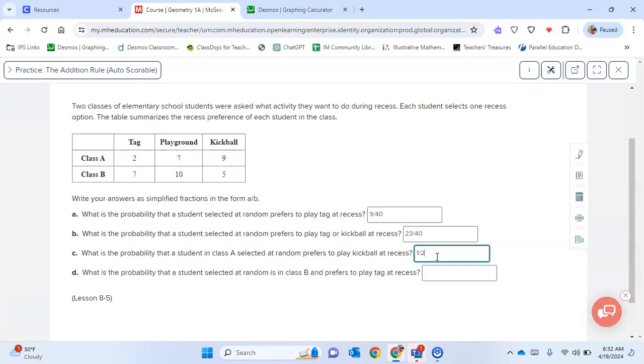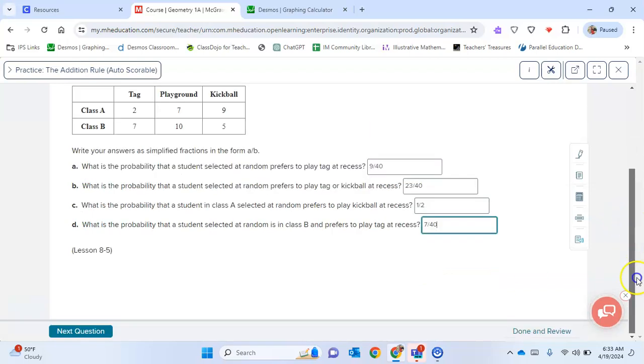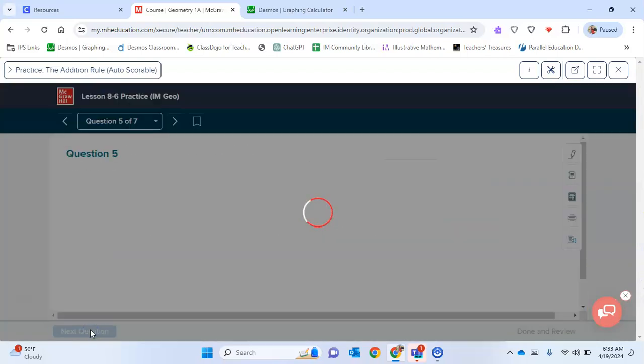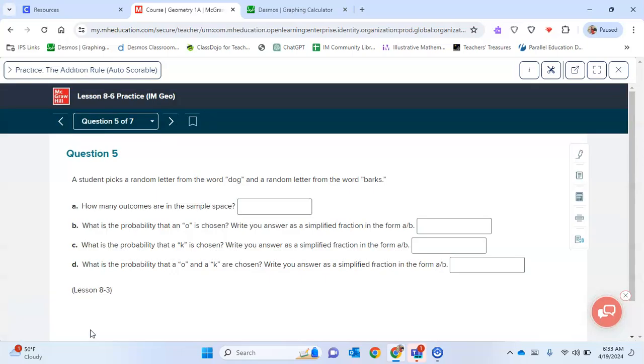What is the probability that a student selected at random is in class B and prefers to play tag? If they are in class B and prefer to play tag, that's 7 people out of 40. 7 40ths.